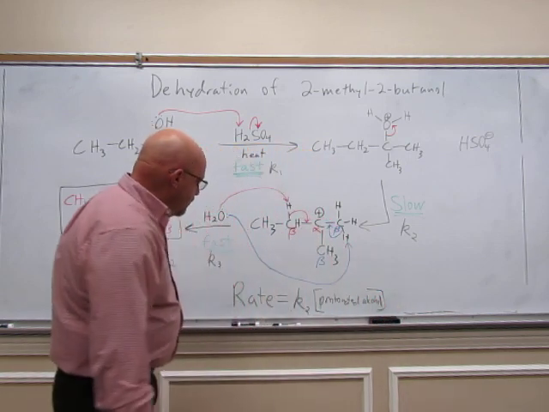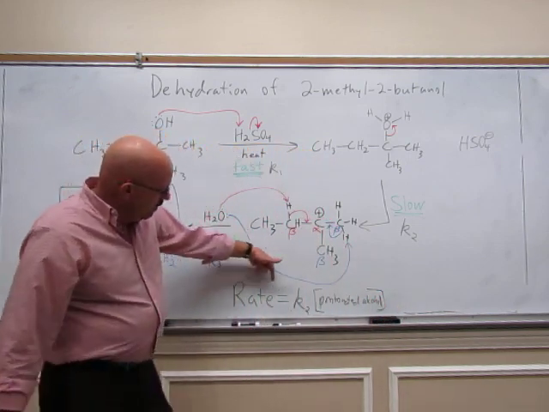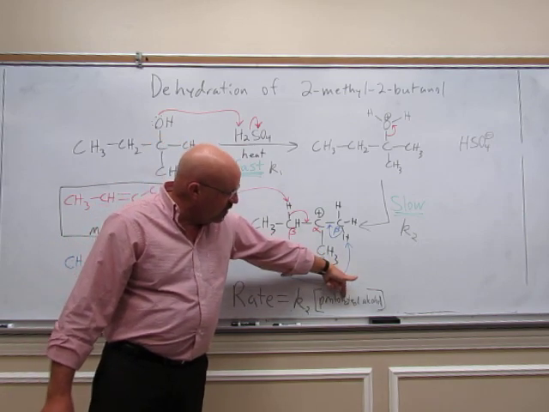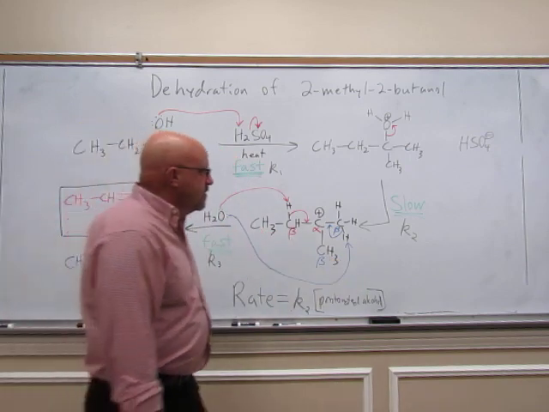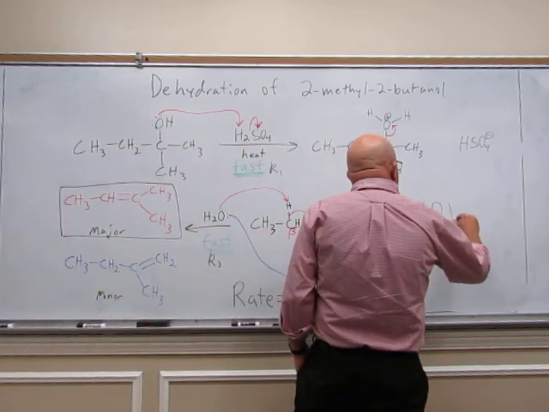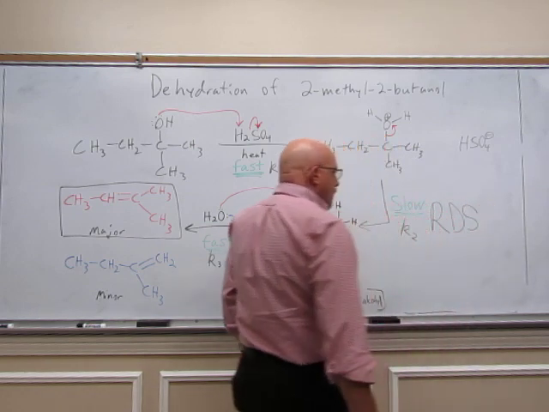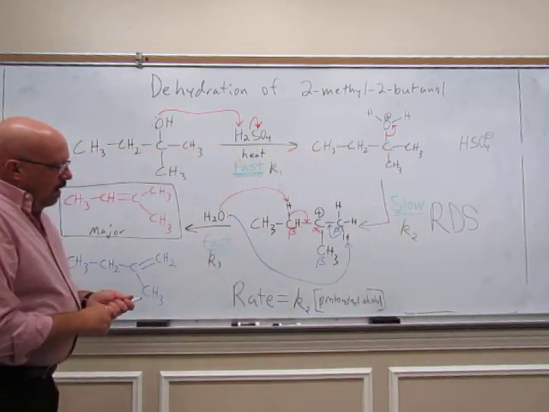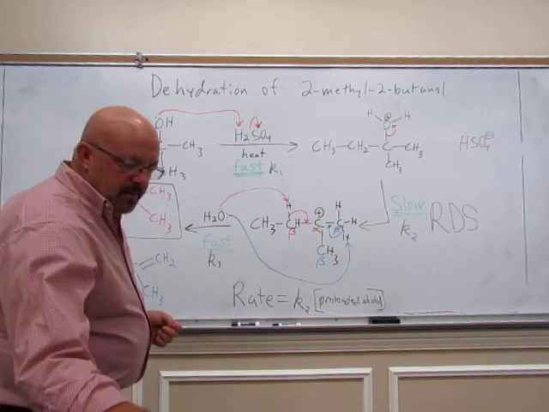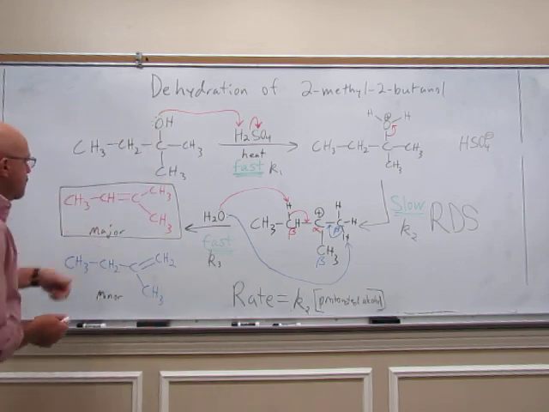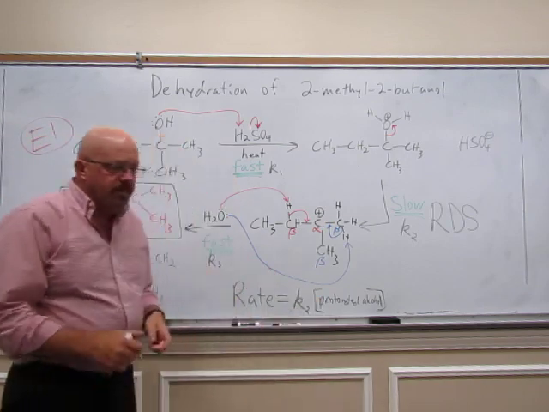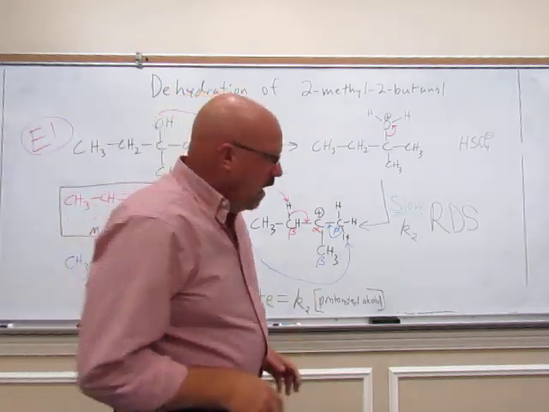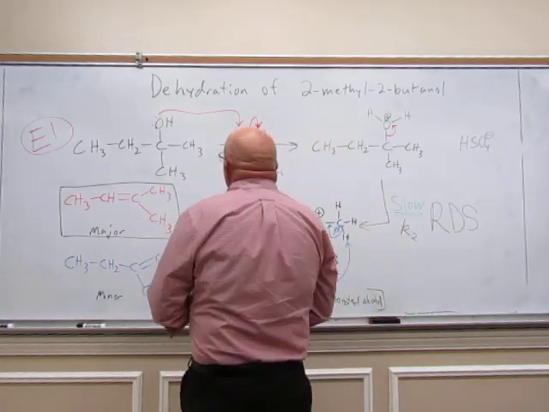So there's our rate equation. Rate equals rate constant times the concentration of the species involved. We only have one species involved in the rate determining step, our slow step. This is the rate determining step. So with this mechanism that we put up here, we are doing an elimination, but it's an E1 mechanism. Rate only depends on the concentration of one species. So that's our reaction that we're doing this week.